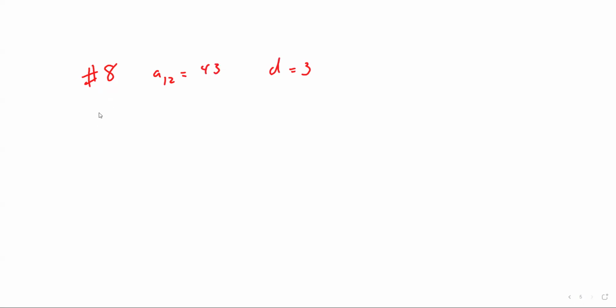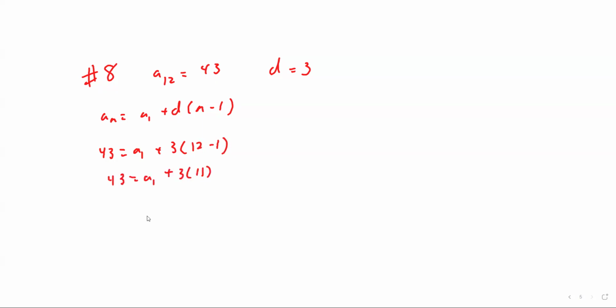So using the formula, using this one here, I'm going to plug in what I know. A sub 12 would be 43. I don't know a sub 1. My difference is 3. My n would be 12. Now I can calculate. So 12 minus 1 is 11. 3 times 11 is 33. And then I would subtract 33 from that. So that gives me 10 equals a sub 1. So now I have my first term.